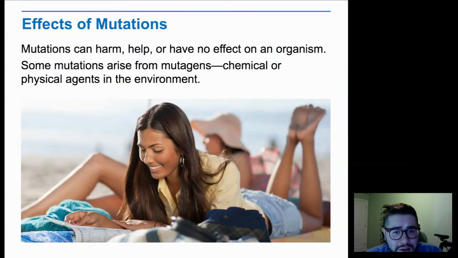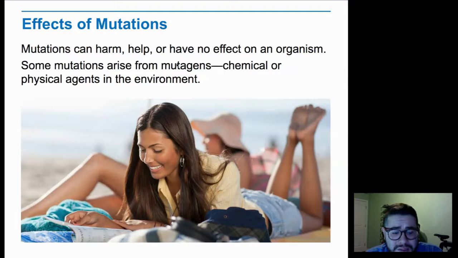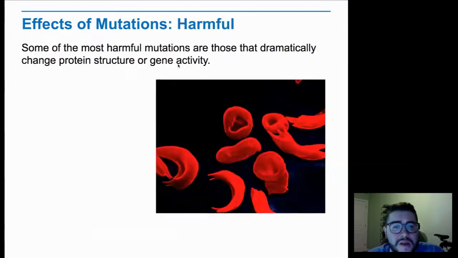Mutations are generally random, but sometimes there are chemicals or physical agents in an environment that can cause mutations to happen at a higher rate. Those are called mutagens, chemicals that are known to cause mutations in the DNA. A couple examples: tobacco, or nicotine, alcohol, radiation. Those are generally some common ones that cause mutations.